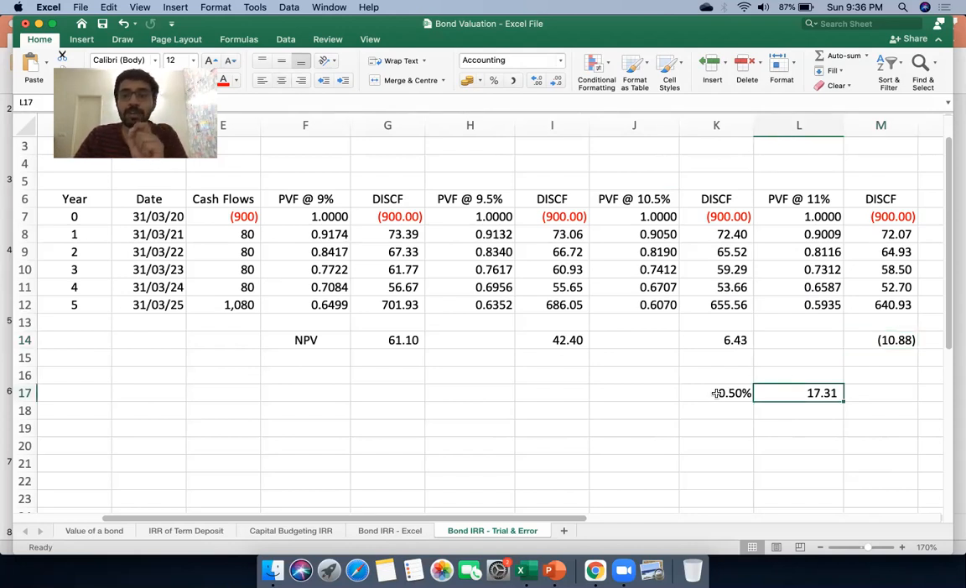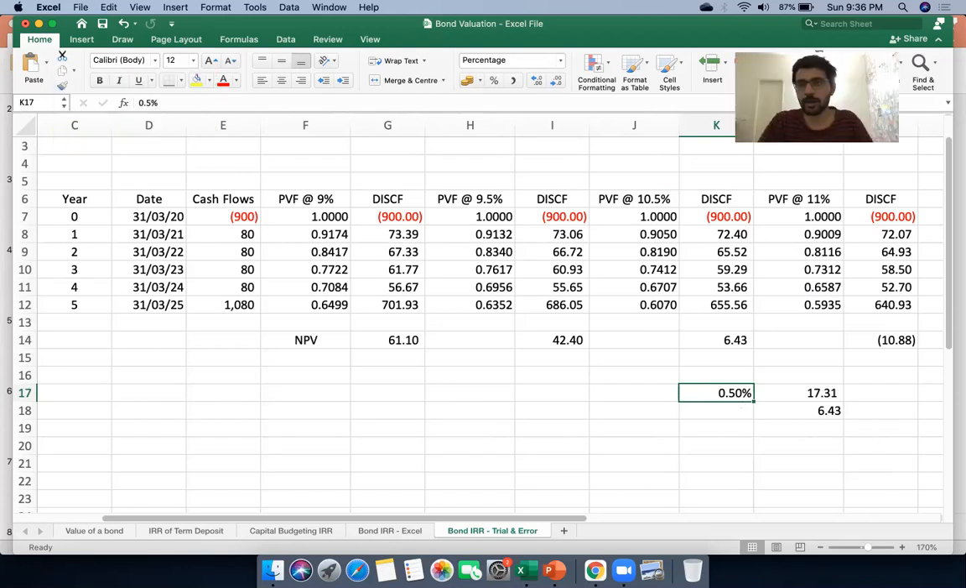I want my NPV to actually fall by 6.43. Because I have a positive NPV of 6.43, I want that to just become zero. When I'm saying that, I want my NPV to fall by just $6, so I'm pressing 6.43 over here. When I increased the discount factor from 10.5 to 11, that is, by 0.5%, I had a decrease in NPV of 17.31. I want a decrease in NPV of only about 6.43.